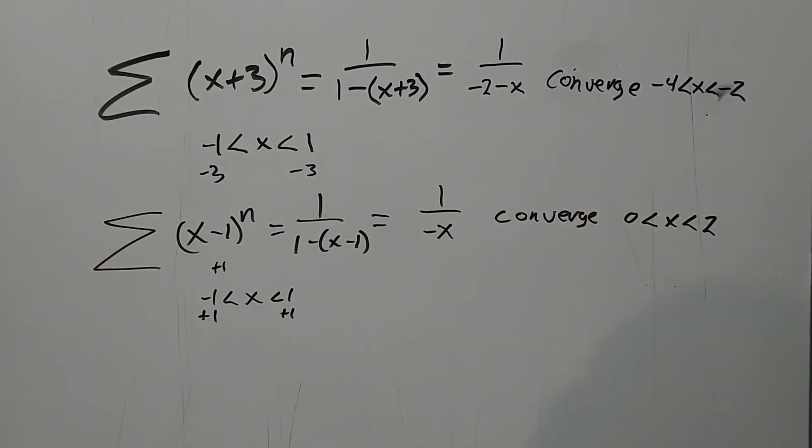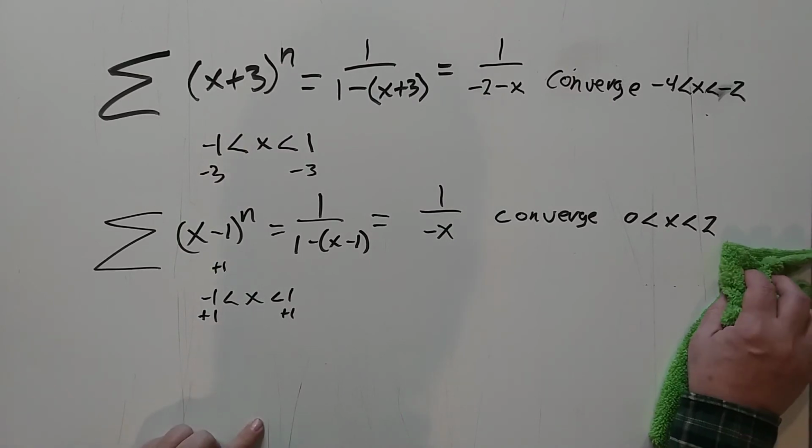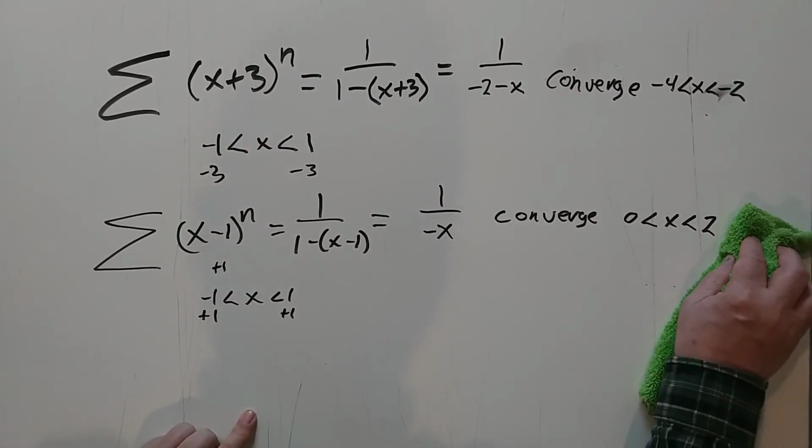So that's plugging in where we have a horizontal shift, because we're substituting x plus a number or x minus a number for x.